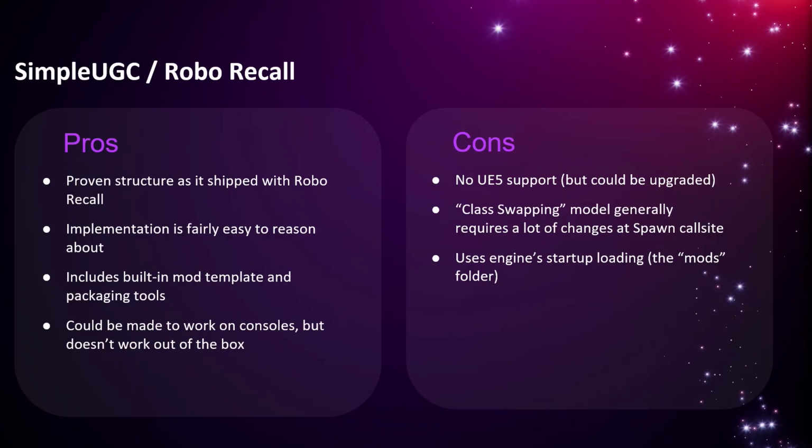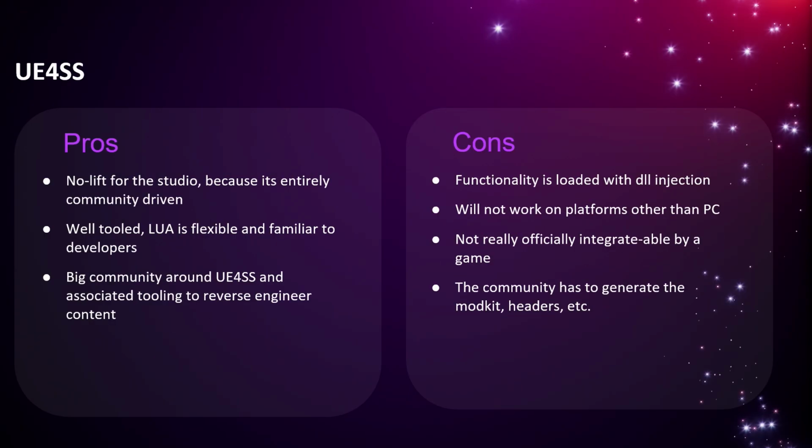You have a lot of good control over exactly what can be replaced. It includes really good built-in mod templates and packaging tools that are very creator-friendly. You can make it work on consoles, but it doesn't work out of the box because it uses that engine startup loading behavior. On the cons, there's no UE5 support. You could upgrade it, it's not really that much friction. And that class swapping model, basically anytime you call spawn, you have to look up a class replacement for something, which is a lot of overhead, or you've got to modify the engine spawn method to do it. So it's potentially not really that scalable for a really rich kind of support.